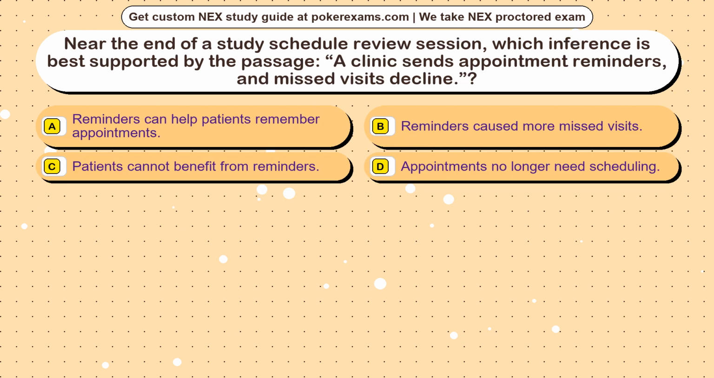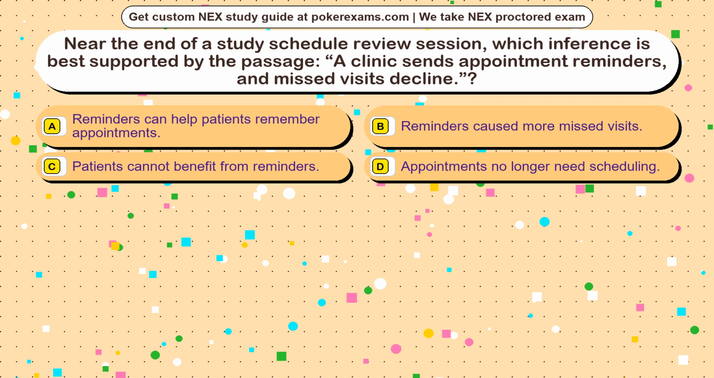Question 19. Near the end of a study schedule review session, which inference is best supported by the passage, a clinic sends appointment reminders, and missed visits decline? Option A, reminders can help patients remember appointments. Option B, reminders caused more missed visits. Option C, patients cannot benefit from reminders. Option D, appointments no longer need scheduling.